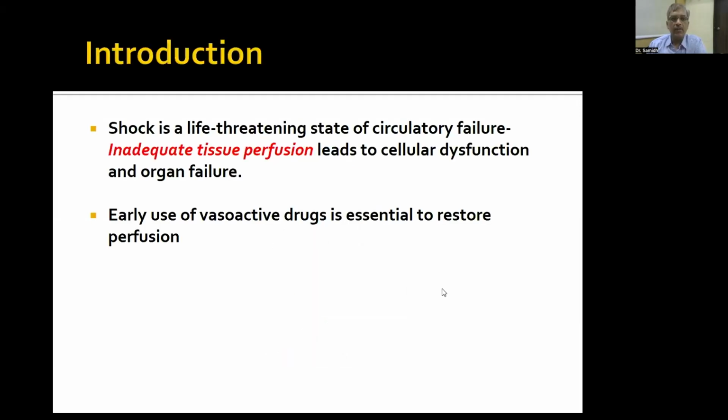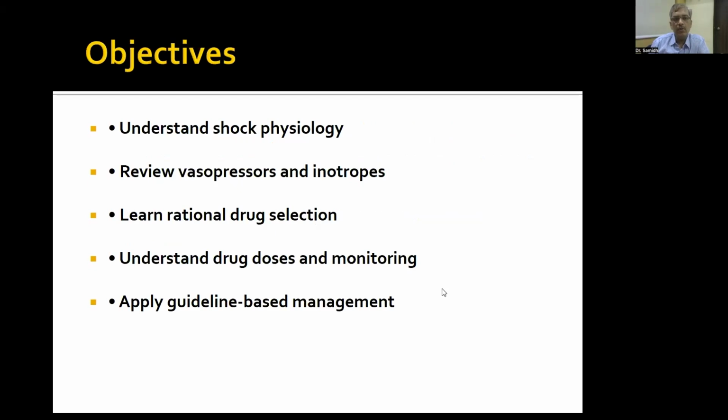Shock basically is a life-threatening state of circulatory failure leading to inadequate tissue perfusion, which leads to cellular dysfunction and organ failure. Early use of vasoactive drugs is essential to restore the perfusion. The objective of this topic is to understand the shock physiology, to review the vasopressors and inotropes, learn the rational drug selection, understand the drug doses and monitoring, and apply the guideline-based management for treating shock.